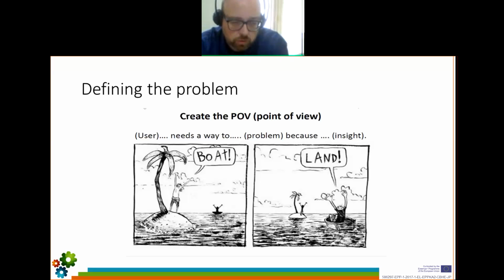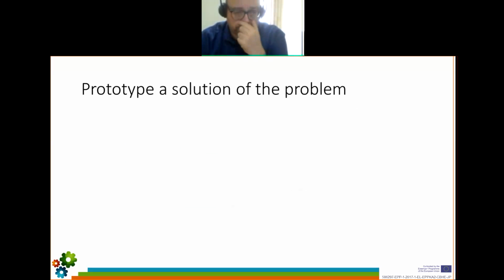So here what you need to do is define which user needs a way to solve a problem because there is a certain insight on that problem. So the very introduction to design thinking is that it's trying to create a point of view on the problem. And then after that, we are asking the teachers to actually prototype a solution to the problem they have found. What happens in those workshops is that very often they focus on entirely different problems.